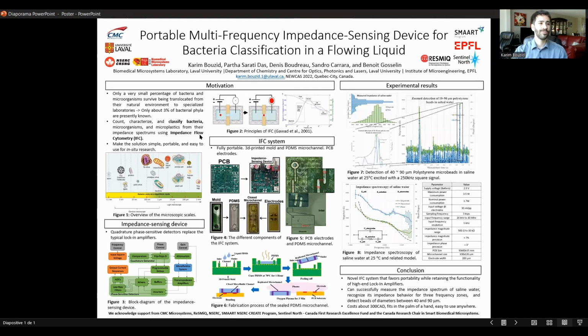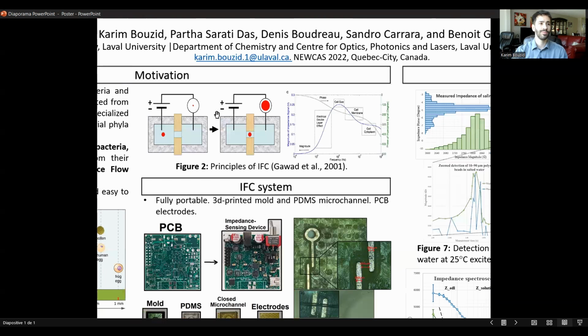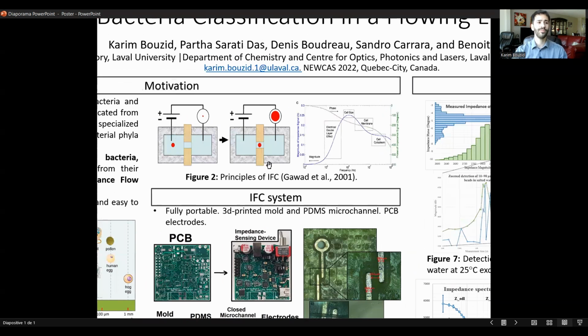So what exactly is impedance flow cytometry? It's a technique that can be defined as in this diagram. We have a microchannel here and 2 electrodes on the side, in which we send a voltage signal. We're going to measure the current response from the solution, so it's like we measure the conductivity of the solution directly. At first, we measure only the conductivity of the solution, so the impedance should be at a constant nominal value. Afterward, when a particle passes in this microchannel, there will be a spike in impedance, so a variation.